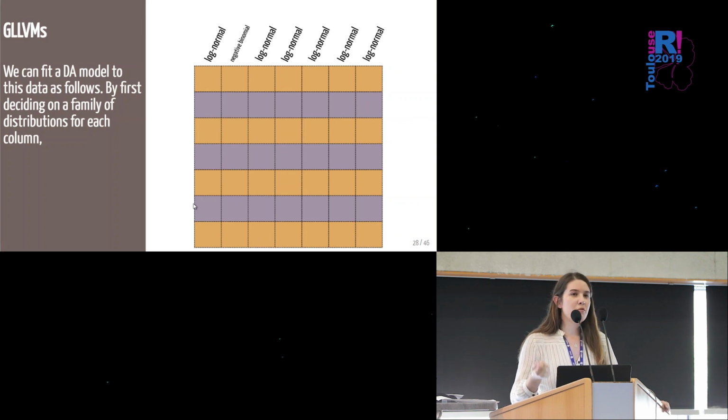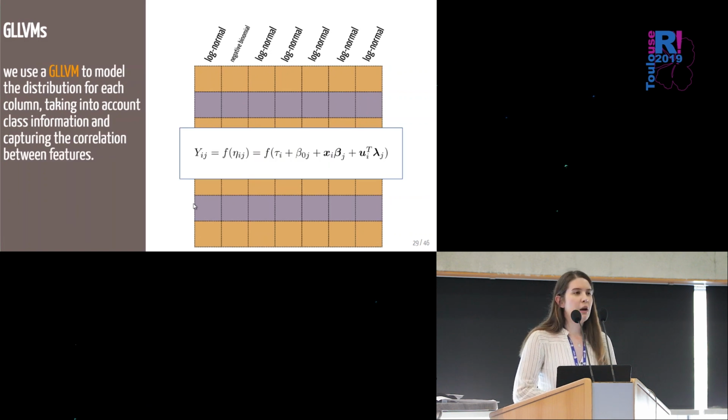We're going to use a type of model called a generalized linear latent variable model, which is a bit of a mouthful, but if you know anything about generalized linear mixed models, they're very similar. First, we're going to decide for each column what family describes that column. That's user defined, so you have to have a look and think, oh, that might be log normal or negative binomial and so on. And then we use this particular model called GLLVM to model the distribution for each column, taking into account class information and capturing correlation between features.